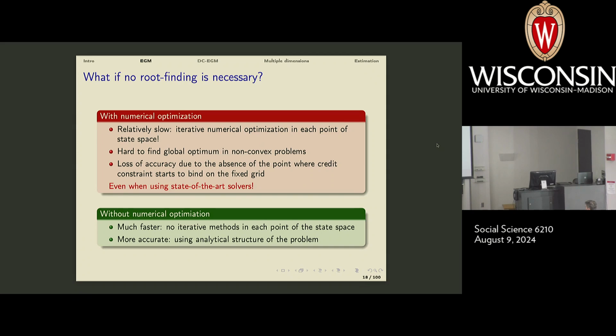Now, there's a loss of accuracy. So here I'm thinking about the problem with credit constraints, and we'll look at that in more detail. But imagine that point somewhere at wealth. There's a point of wealth where you are kind of transitioning from the constraint solution to the interior solution. And it turns out that there's a lot of loss of accuracy potentially if that point is not found. And we'll come back to that. On the fixed grid, it's basically impossible because you would have to know it beforehand. All right.